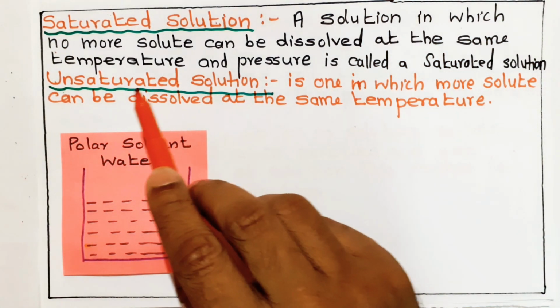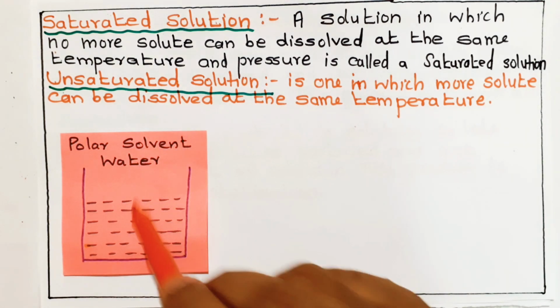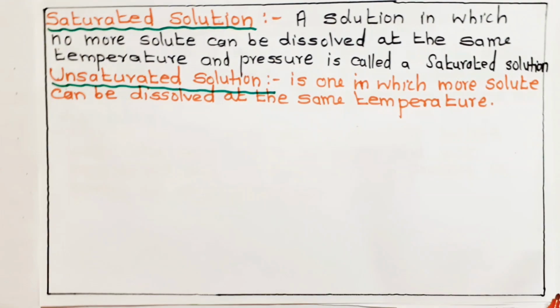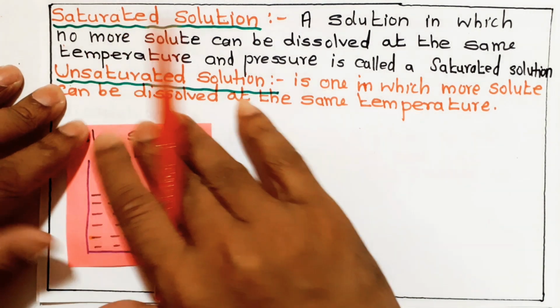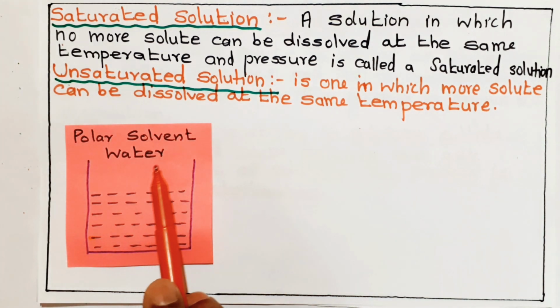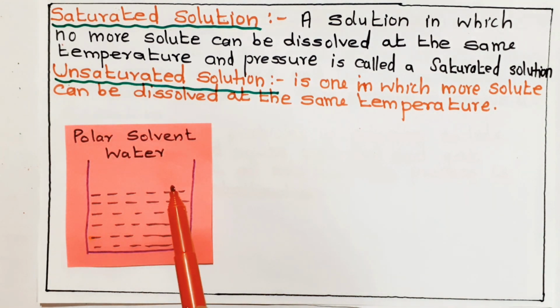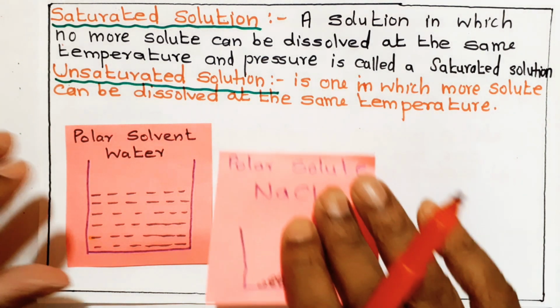So I will explain this unsaturated solution with one example. I will take this much water. Now this is water, right? To explain this unsaturated solution, I will take water as my solvent. Why am I always taking water as my solvent? Because water is the universally accepted solvent. So I will take water as my solvent and I will add a little less quantity.